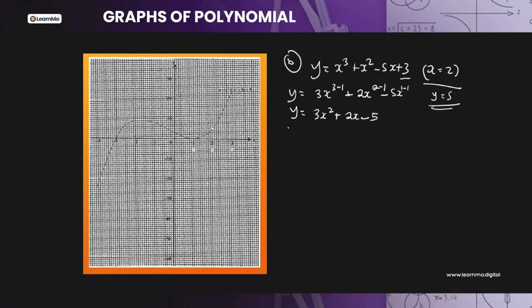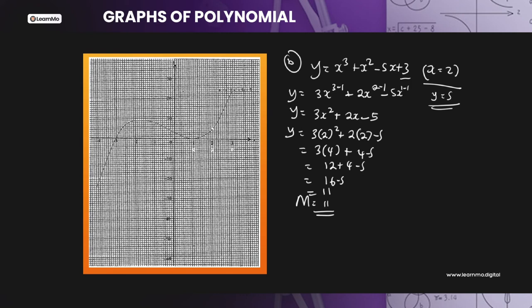Then you proceed: where there is x, you put the x they've given you, which is 2. So 3 times 2 squared plus 2 times 2 minus 5. That is 3 times 4 plus 4 minus 5. You get 12 plus 4 minus 5, then 16 minus 5, which gives 11. So the gradient is equal to 11.